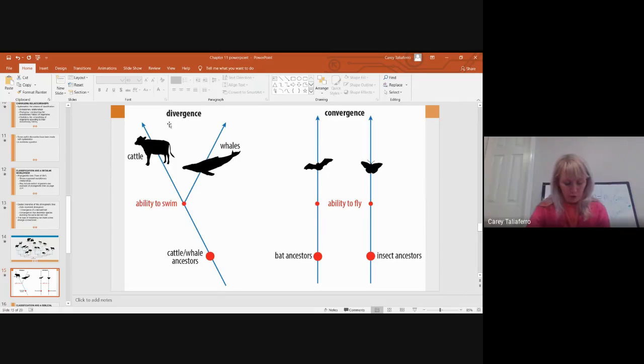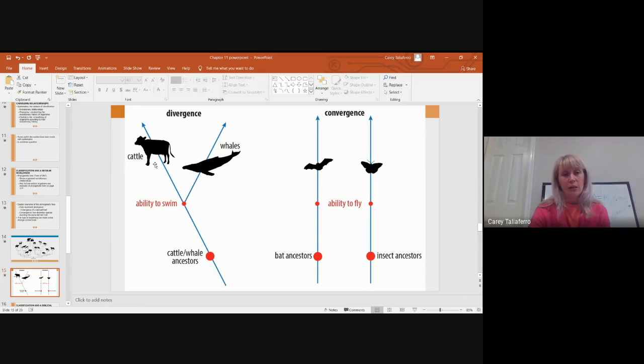Now, if you come back over here to divergence, you'll see that cattle and whale had a common ancestor. But they diverge, which means they go separate ways. They diverge, and the ability to swim comes along. Well, the whales hold on to that, they gain that, but the cattle didn't, and so now they have a different branch. So their derived trait, whatever they were related to, they still have some things in common, but the ability to swim was limited to the whales. This is where their similarities kind of end.